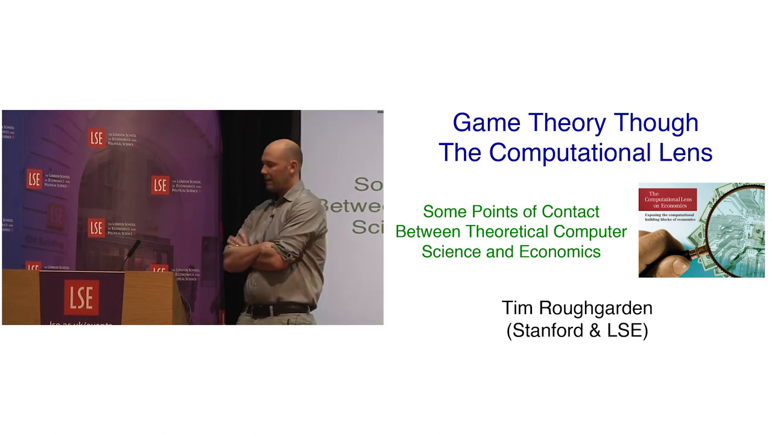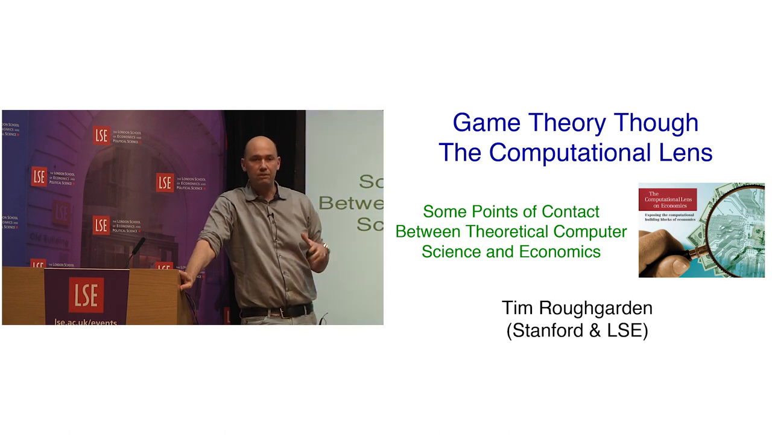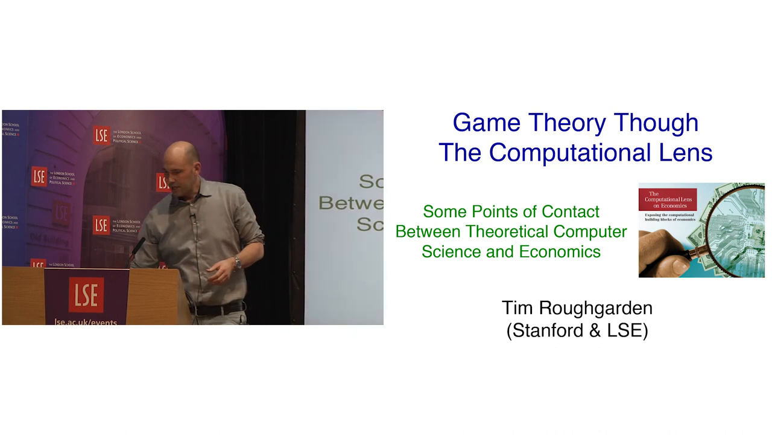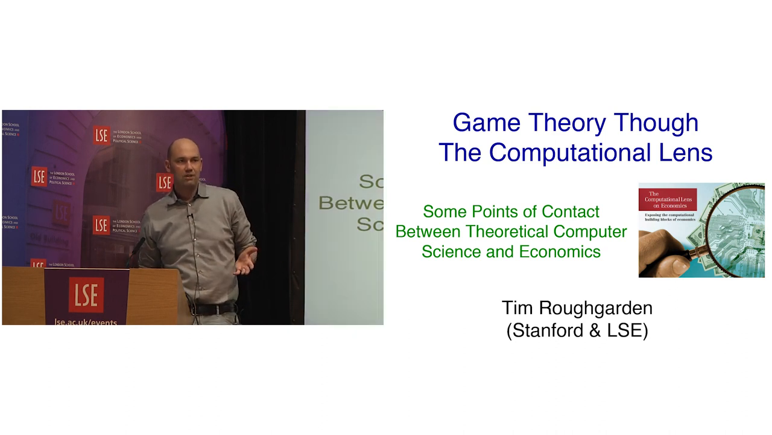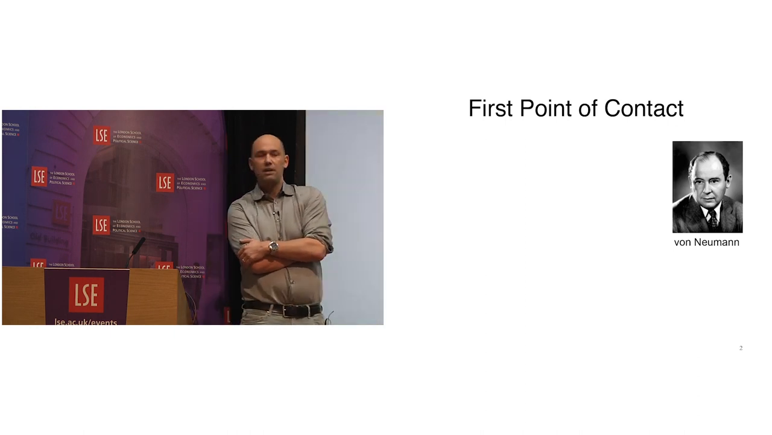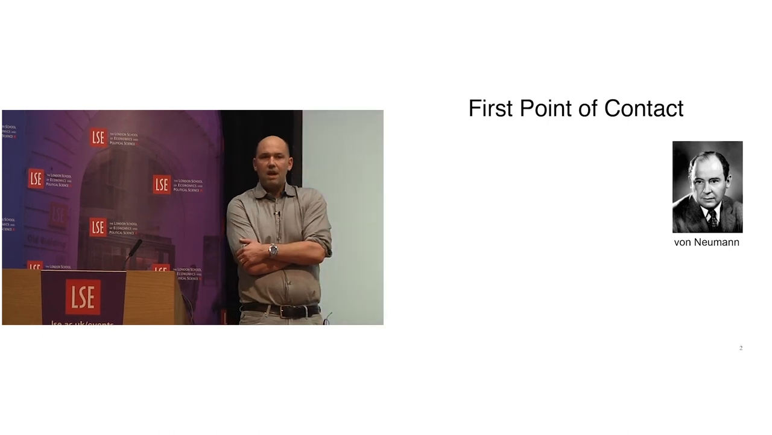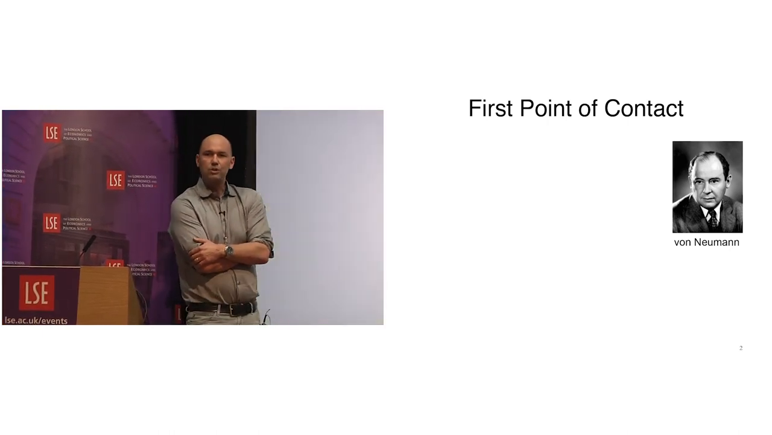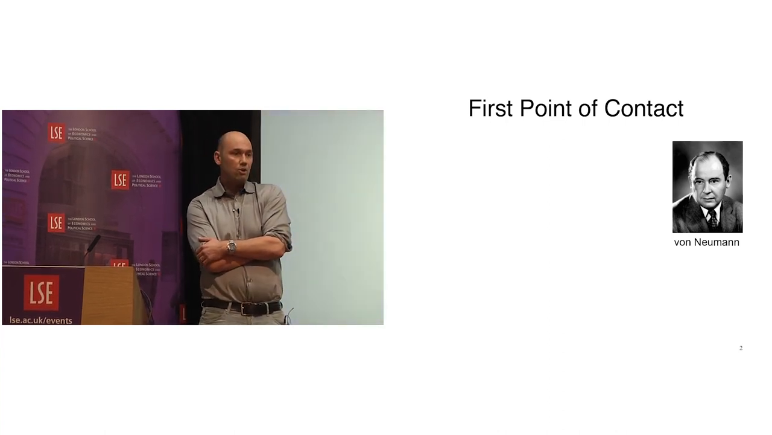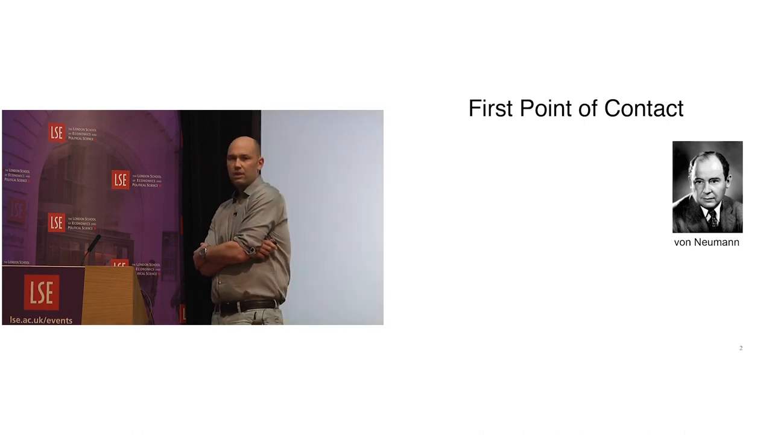My goal tonight is to introduce you to a few of the many contacts between computer science, especially theoretical computer science, and game theory. So what do computer science and game theory have to do with each other? Well, let's start at the beginning. The beginning's in the first half of the 20th century. That's when both of these fields have their origins. And actually, a single individual was totally crucial in the early development of both of these, namely John von Neumann, widely considered one of the most important mathematicians of the 20th century.